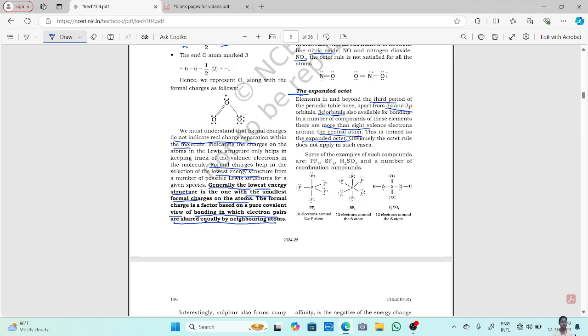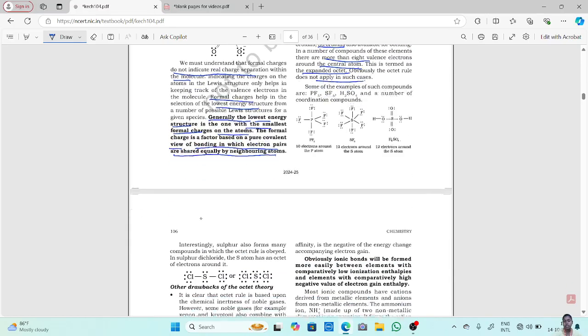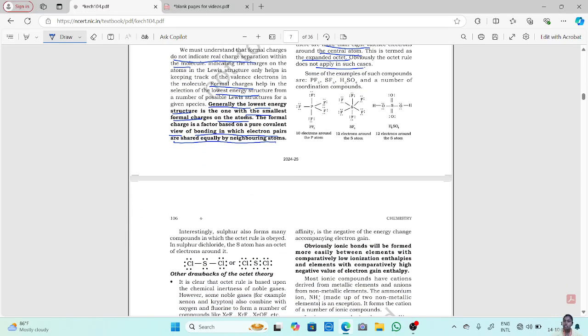Okay, because the octet is of 8 electrons, now the octet is expanded. There are more than 8 electrons available in the valence shell. So obviously the octet rule does not apply in such cases. The octet rule applies only for the 8 electron concept. Now here you have more than 8 electrons, so that rule doesn't apply. Here are some examples, that is PF5, SF6.